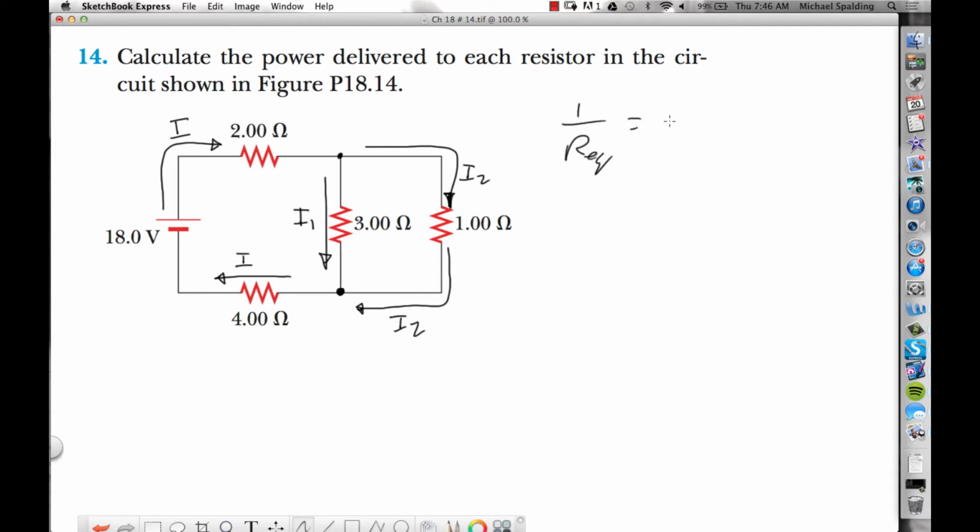You go like this. 1 over the equivalent is 1 over 3 plus 1 over 1. That simplifies to, not 3 over 4, 4 over 3. So you flip that and you get 3/4. Okay, so redraw it. Don't be lazy. You've got to redraw the whole picture, just simplified.